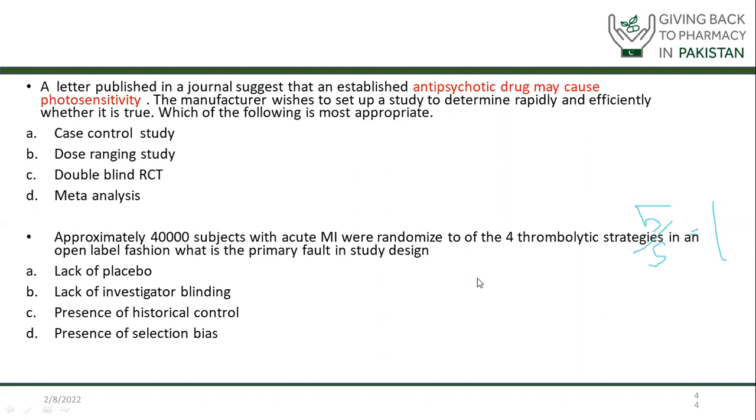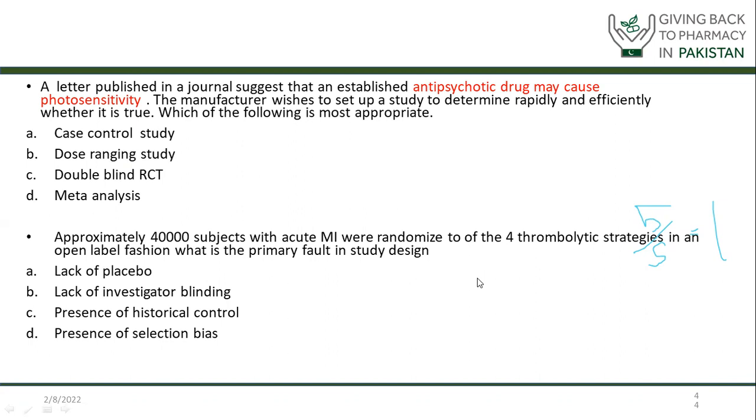Presence of selection bias. Okay. Anyone else? Lack of placebo. Is it possible? Can we give placebo for MI? Obviously, we cannot give placebo for MI. Patient will die. Okay. Presence of historical control.